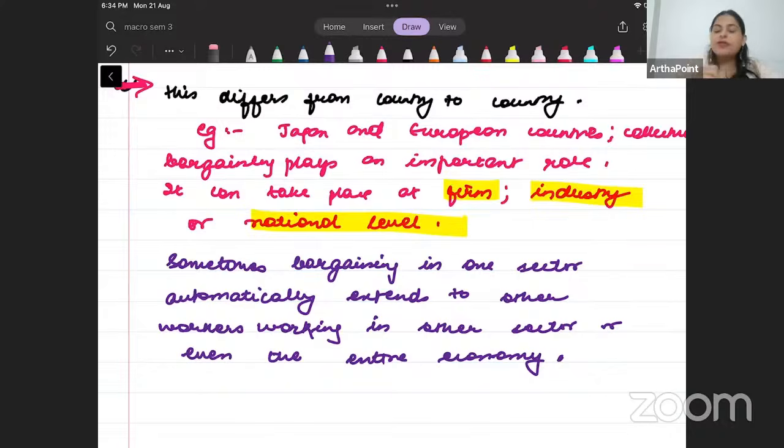I will stop here for today, but I will continue this and I will talk about reservation wages in the next session, and we will talk about wage determination and price determination also.